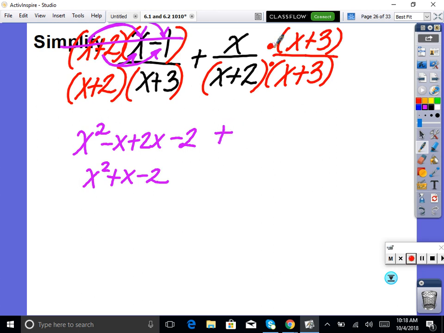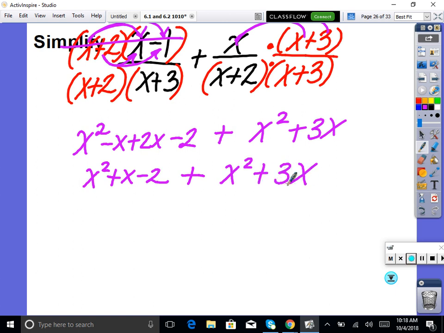Then I got to multiply out this. So I have a plus sign. x times x is x squared, isn't it? x times 3 is plus 3x. Notice I'm not writing any denominator. While I multiply out the numerator, I don't write the denominator. So I have plus x squared plus 3x. Now we combine like terms. x squared and x squared is 2x squared. x plus 3x is plus 4x. True? Then we have minus 2.